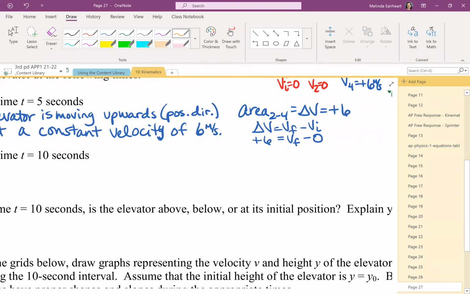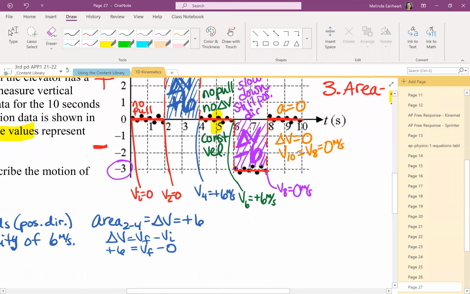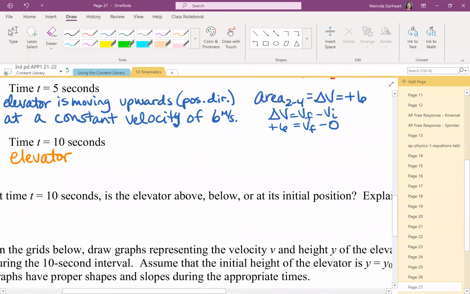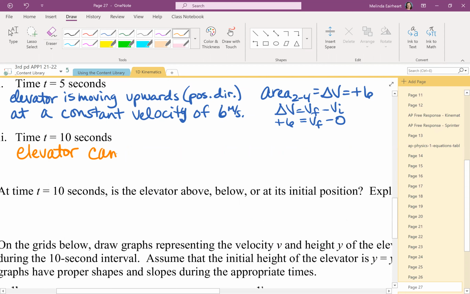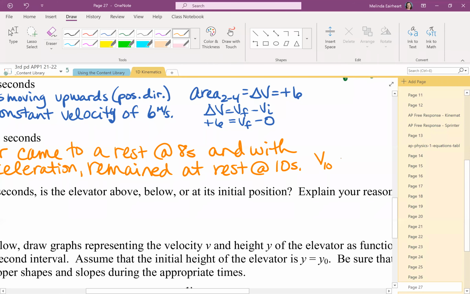What about 10 seconds? What's the story? Qualitative, quantitative. What's the story of your object? Ten seconds was the end. What do we say by the end? We came back to rest at 8 seconds and there was no acceleration and no change. So at 10 seconds, it remained at rest. And so the elevator came to rest at 8 seconds and with no acceleration, remained at rest at 10 seconds. So V at 10 seconds equals 0.